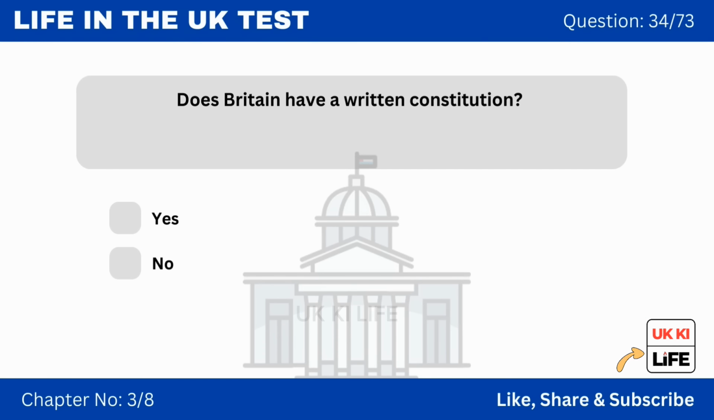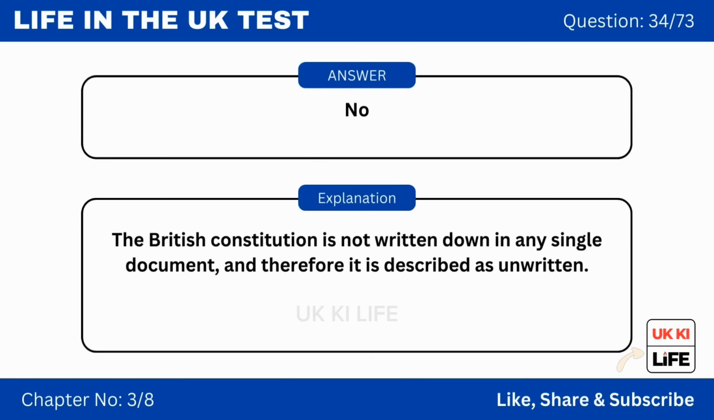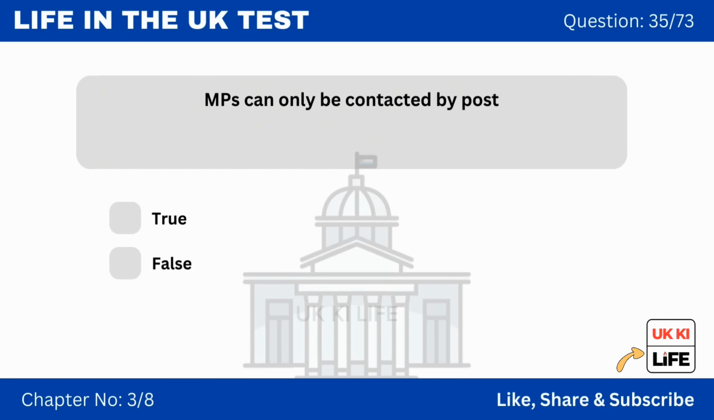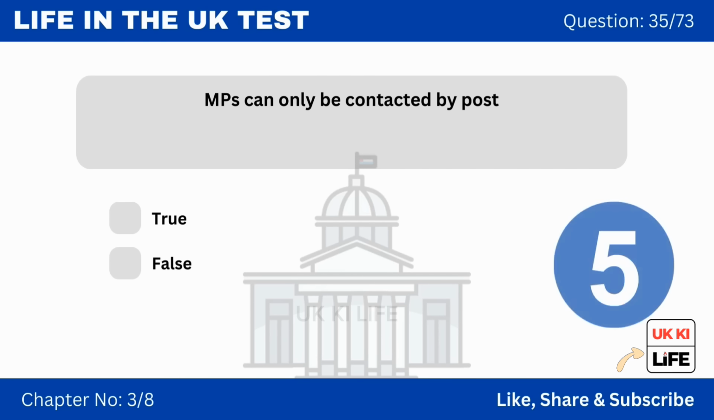The correct option is B. Explanation. The British Constitution is not written down in any single document, and therefore it is described as unwritten. Question 35. MPs can only be contacted by post. True. False.